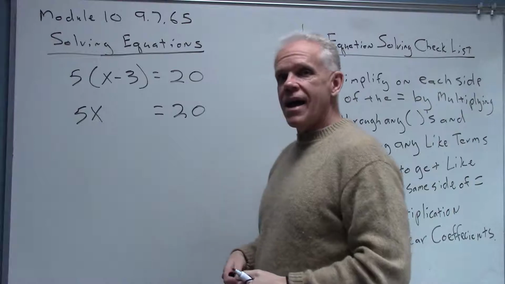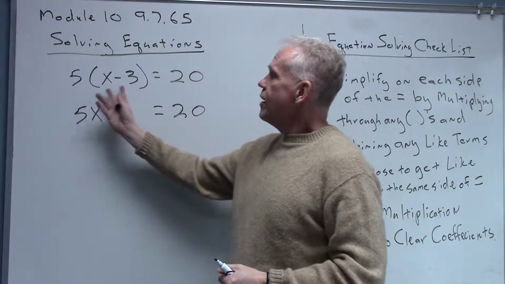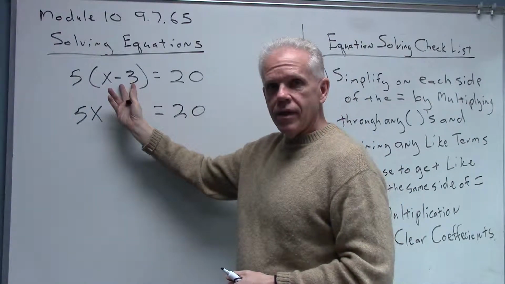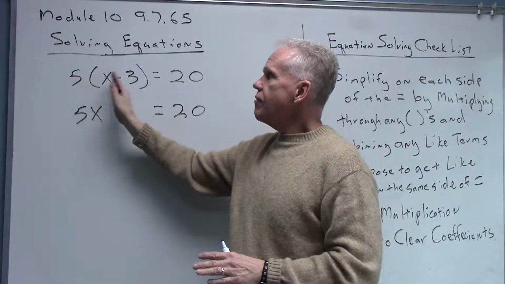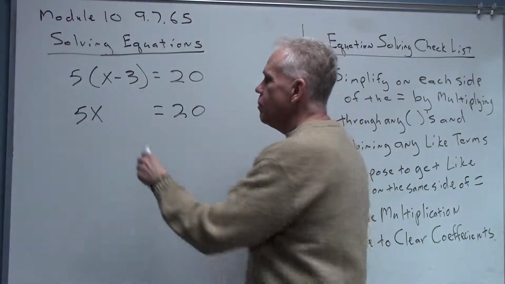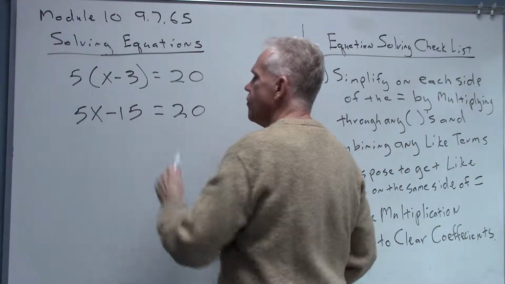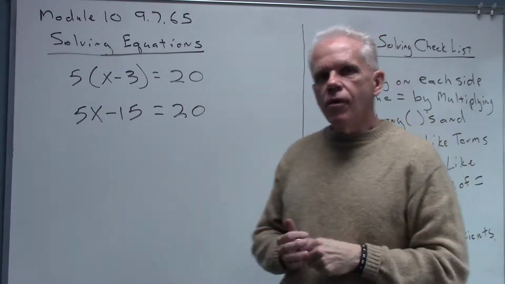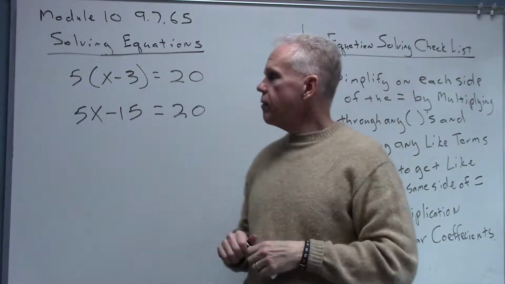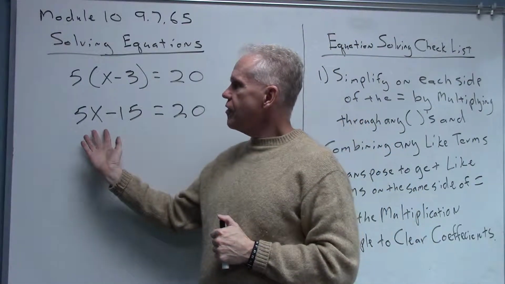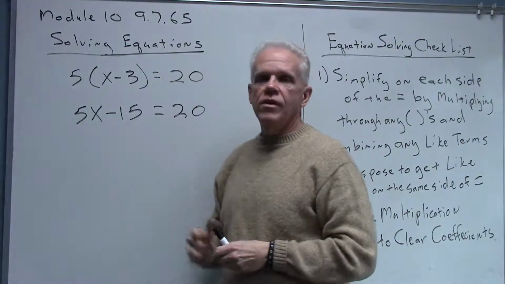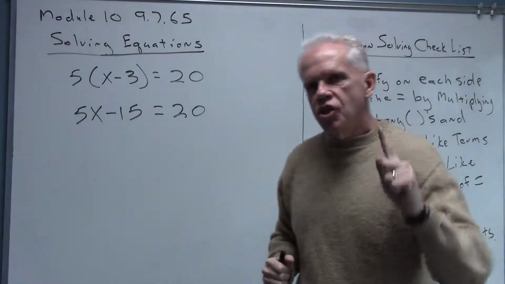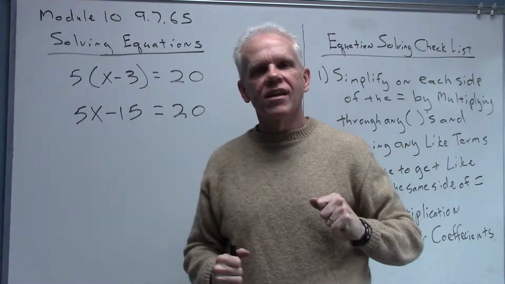So first we multiply the 5 times the x. Then we come back and multiply that 5 times that -3. Now not just 3, but -3. So 5 times -3 will be -15. So my first step in my checklist was to simplify. I just simplified the left side here. 5 times x minus 3 ends up being 5x minus 15. All right, check. Now let's go to check number 2.